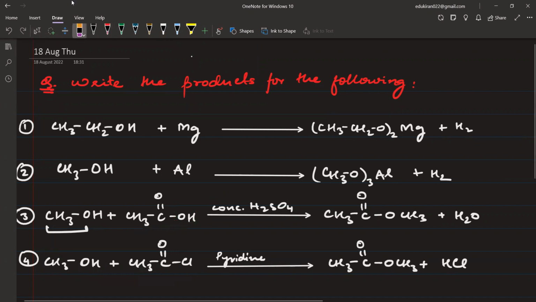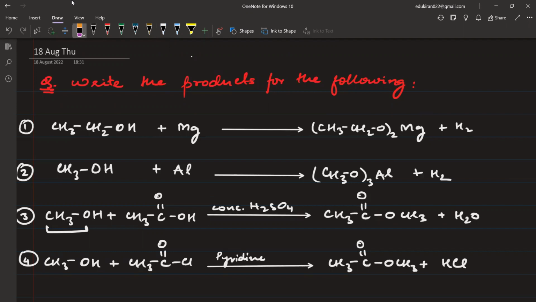जिन लोगों ने नहीं लिखा है. Okay, Matthew has also sent. First two are not right, Matthew. Third is correct and fourth is correct. The first two are not right. Please correct it. Because Mg has two positive charge, that is why I need 2 alkoxide ion. Al has 3 positive charge, that is why I need 3 alkoxide ion. Yes, I understood.